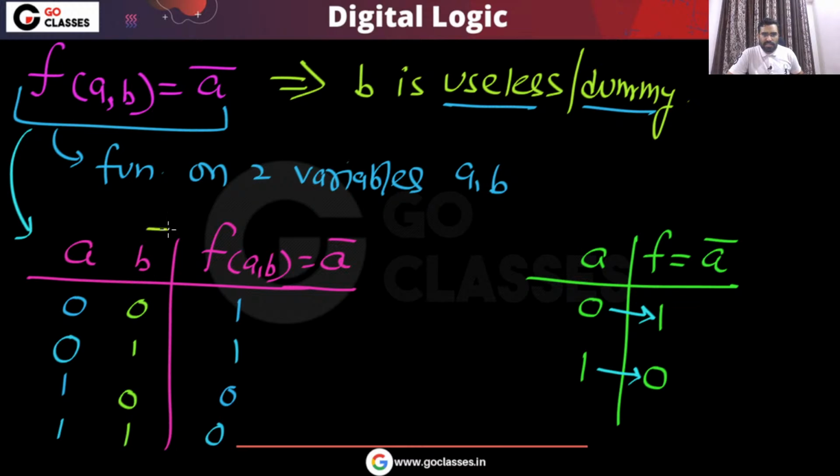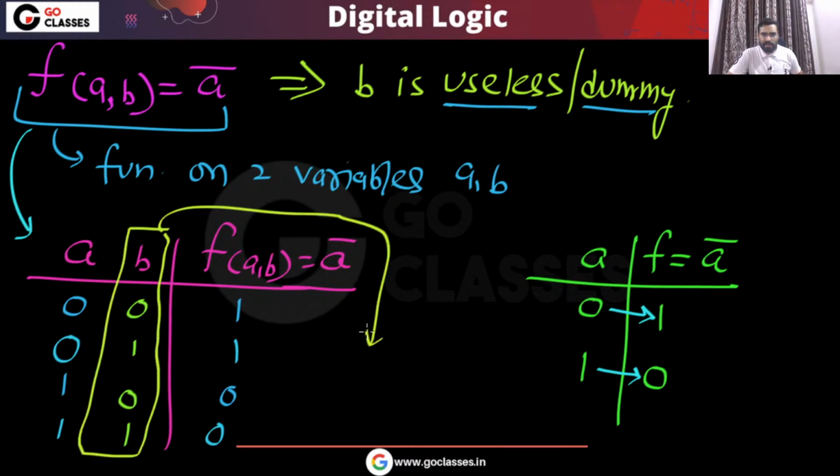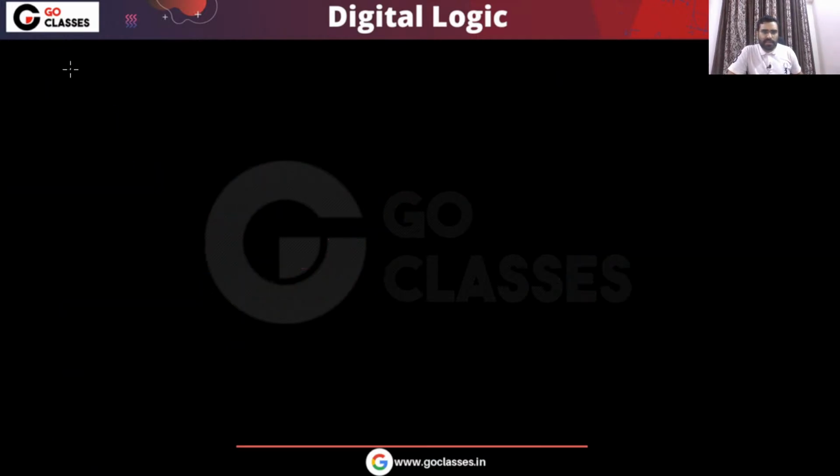Can you notice this is just a dummy? I can say b is a dummy variable, because it does not matter what the value of b is for this function. Whether b is 1 or b is 0, it does not matter for the function. The function does not depend on b, so b is just a dummy variable, or I can say a useless variable. Okay, let's see another example.